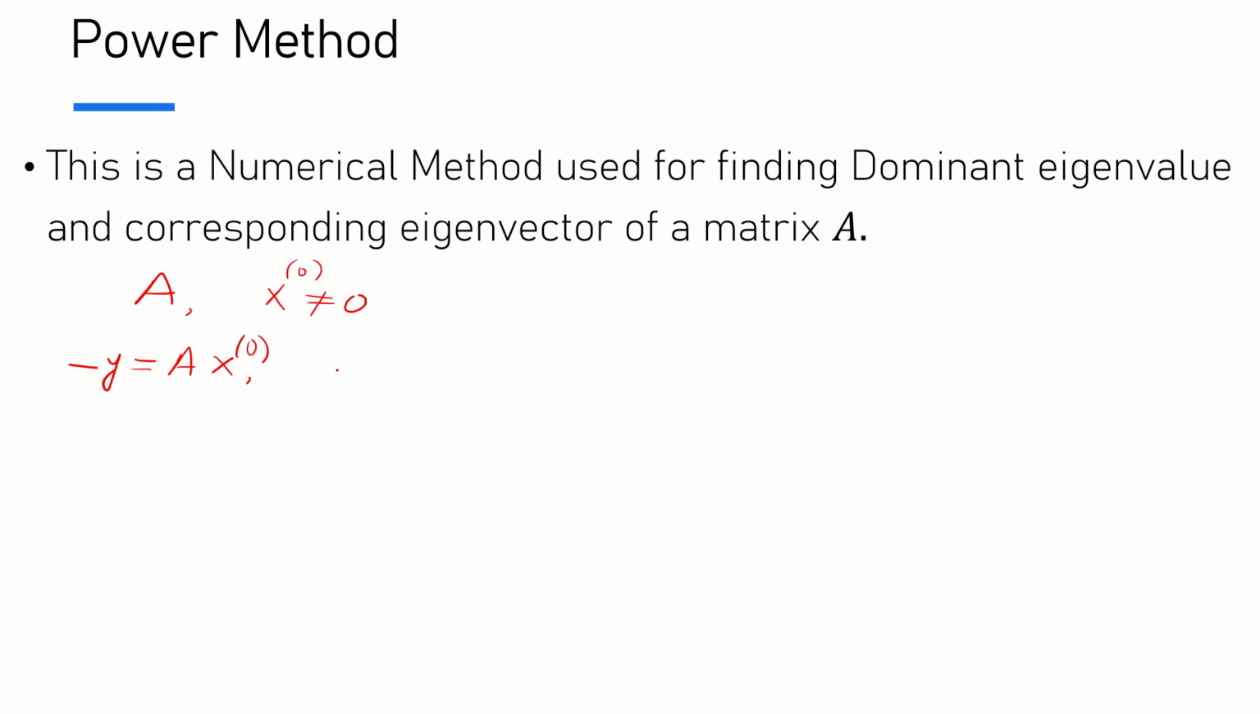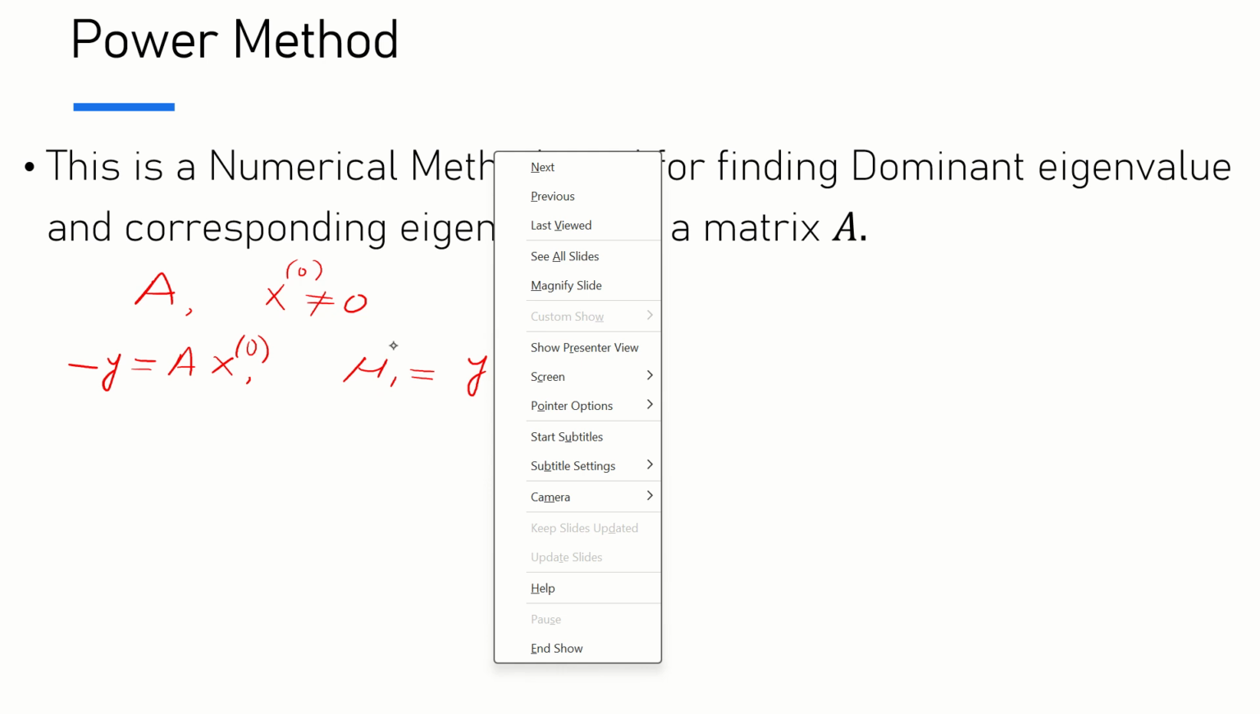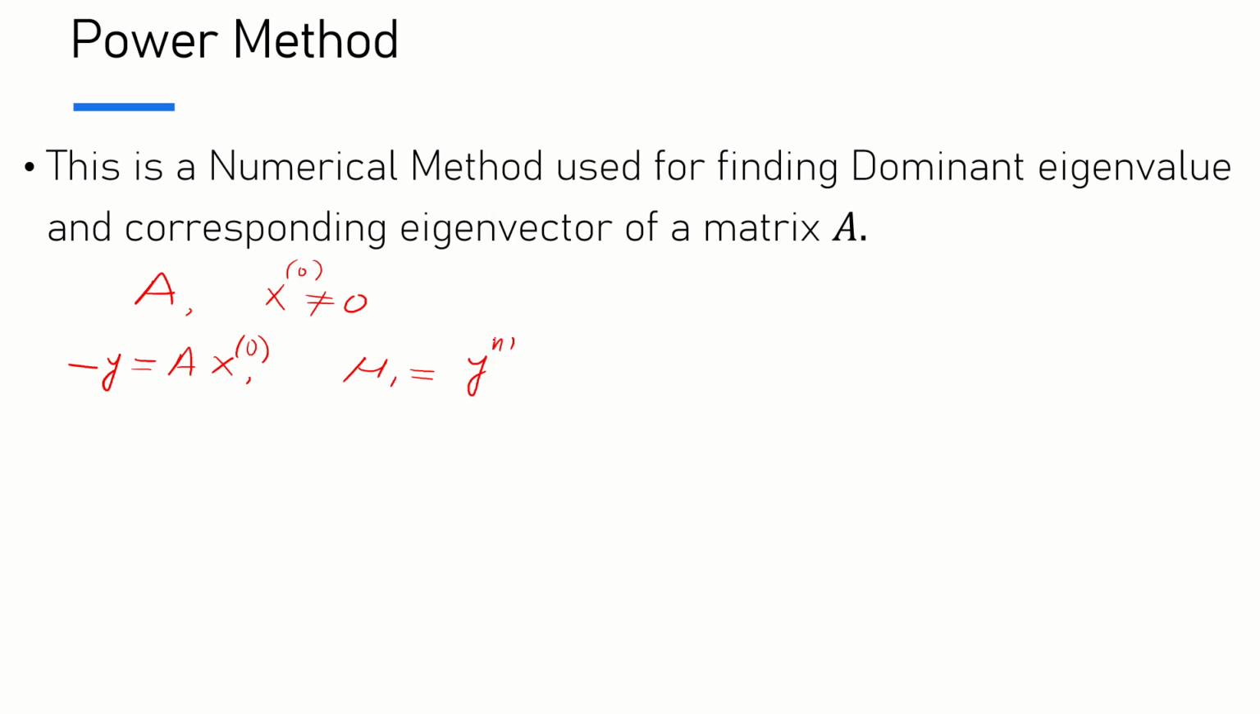In the next step, we find mu1. Mu1 is the mth component of the vector y, and the characteristic of this mth component is that the absolute value of ym is the infinity norm of y.